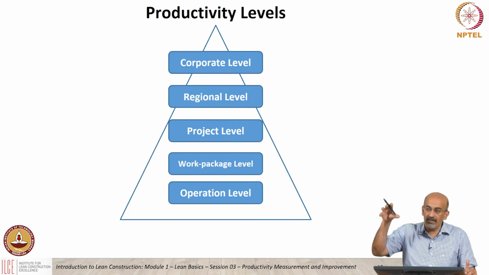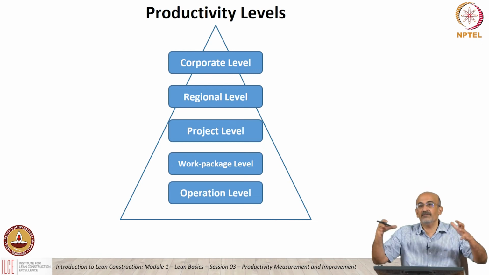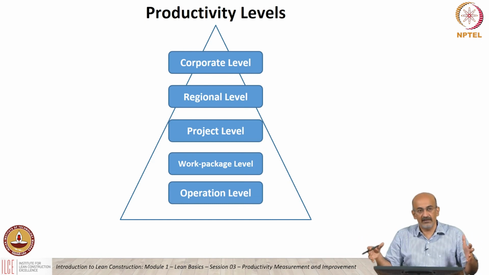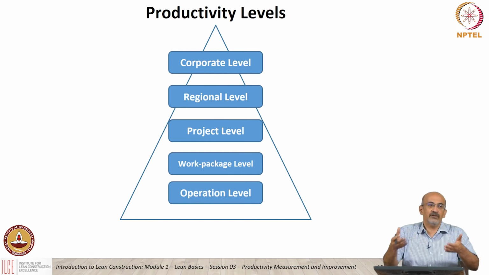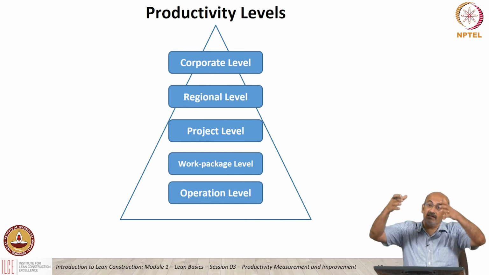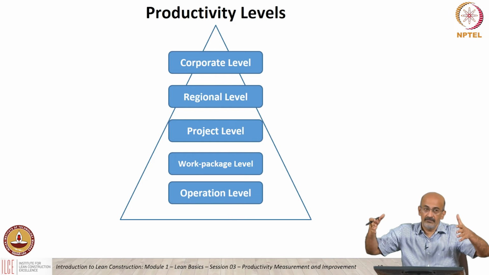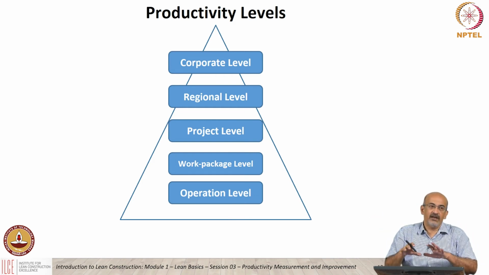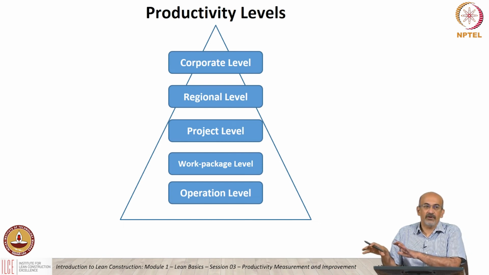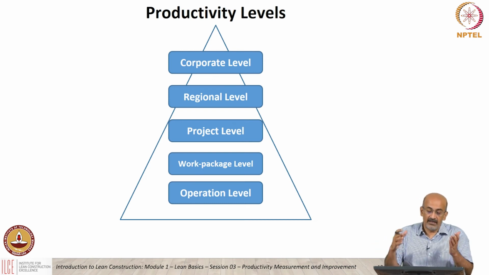Then instead of a single project, the region will have several projects, so we can look at it at a regional level, or ultimately even at a corporate level. But as we just saw in the earlier graph, this can even be at an industry level. So productivity can be at many levels, and each level can have a different way of measuring productivity. And it need not be one measure, there can be several measures. For example, if I take corporate level, how would you measure corporate level productivity?